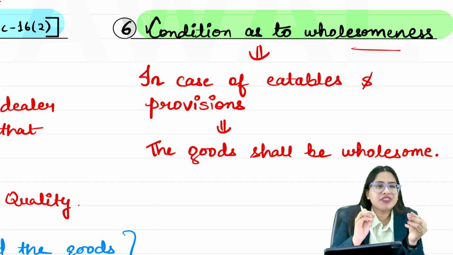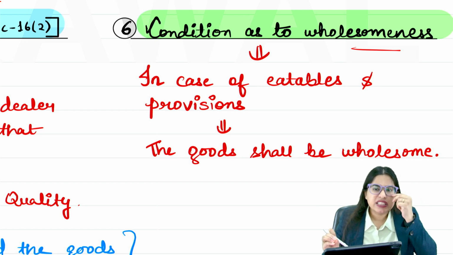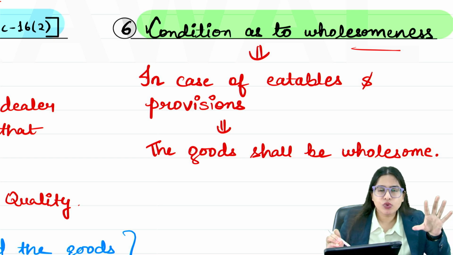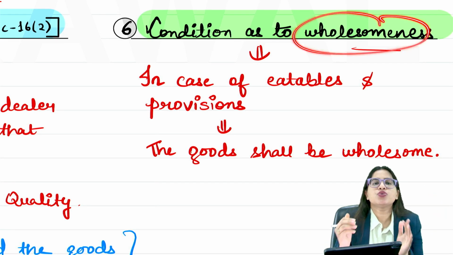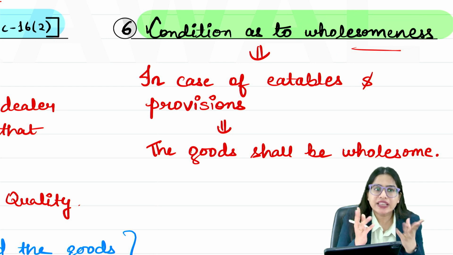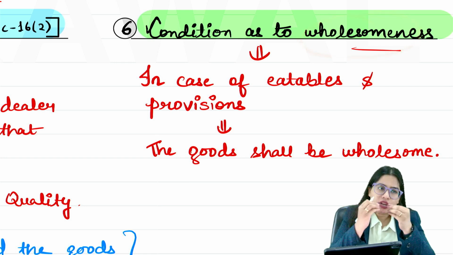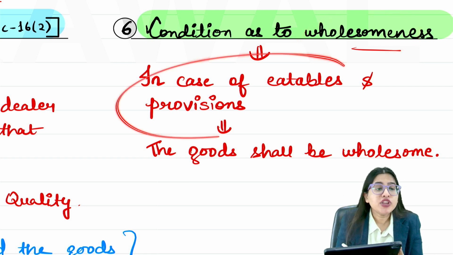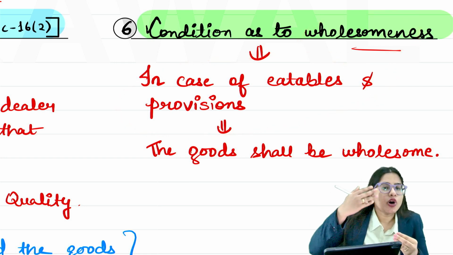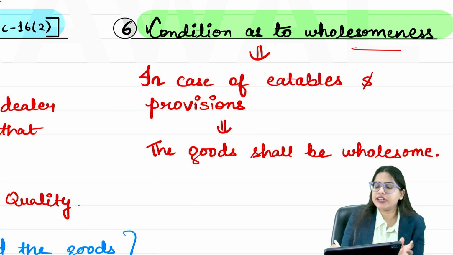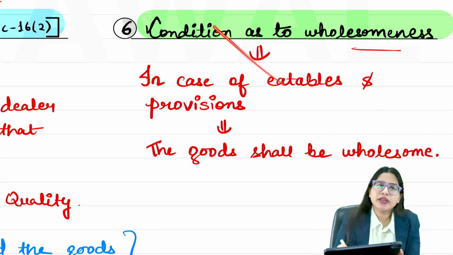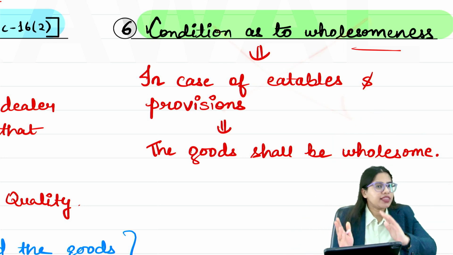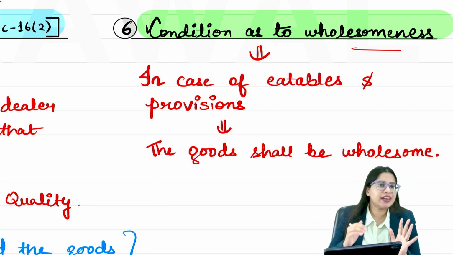However, if that food is spoiled, let's say it is 3 days old food, there is fungus in it, so it is not wholesome. The word wholesome is used for eatables, something which you can eat. So whenever you are selling eatables or provisions, then there is an implied condition that it should be wholesome. If it is not wholesome, then there is a breach of implied condition, and then you can return that food and you can claim the refund.